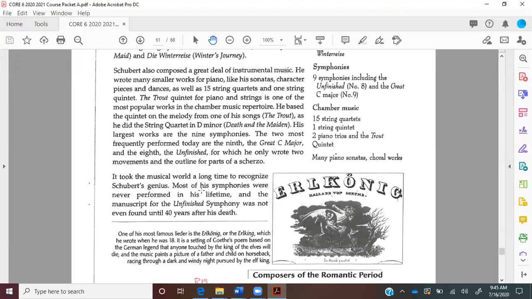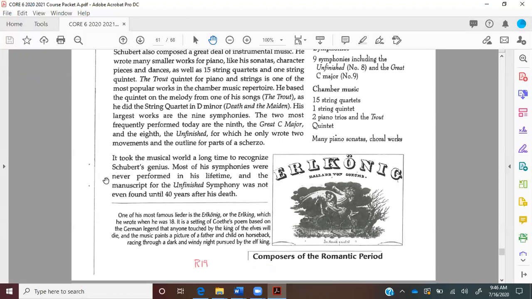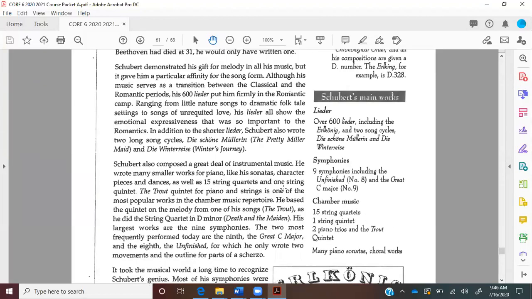His largest works are the 9 symphonies. The 2 most frequently performed today are the 9th, the Great C major, and the 8th, the Unfinished, for which he only wrote 2 movements and the outline parts of a scherzo. Scherzo is like a quick dance. It took the musical world a long time to recognize Schubert's genius. Most of his symphonies were never performed in his lifetime, and the manuscript for the Unfinished Symphony was not even found until 40 years after his death.